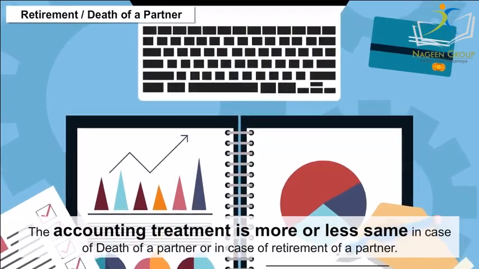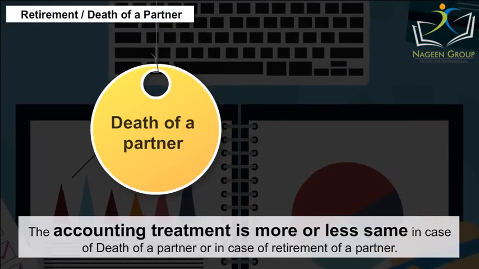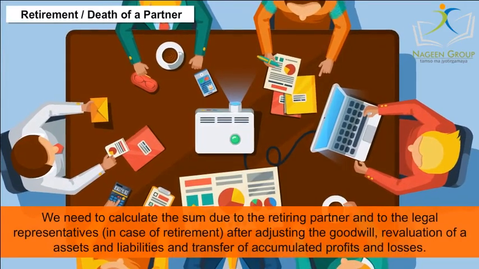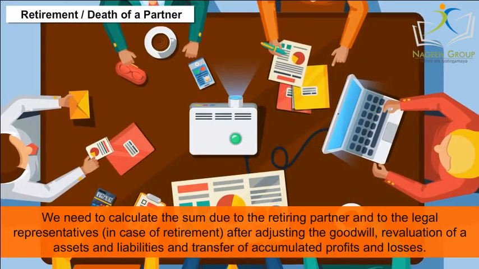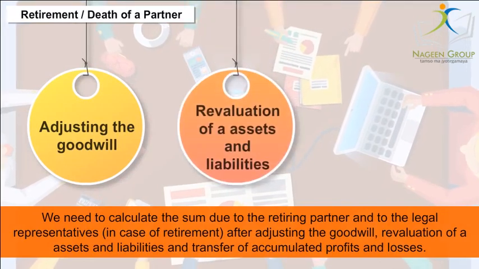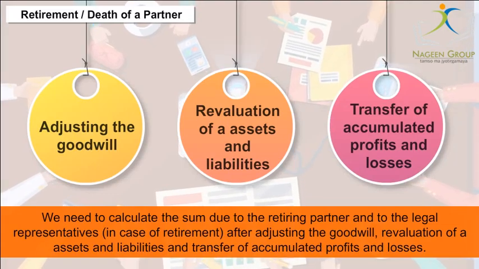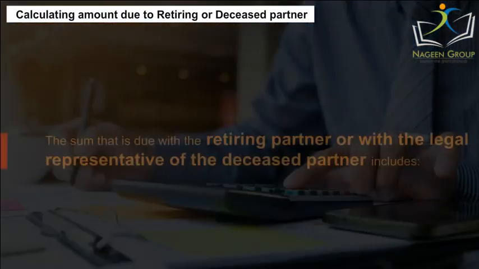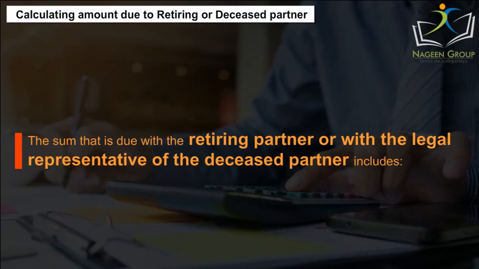The accounting treatment is more or less the same in case of death of a partner or in case of retirement of a partner. In both the cases, we need to calculate the sum due to the retiring partner and to the legal representatives in case of deceased partner. After adjusting the goodwill, revaluation of assets and liabilities, and transfer of accumulated profits and losses, we calculate the amount due to the retiring or deceased partner.